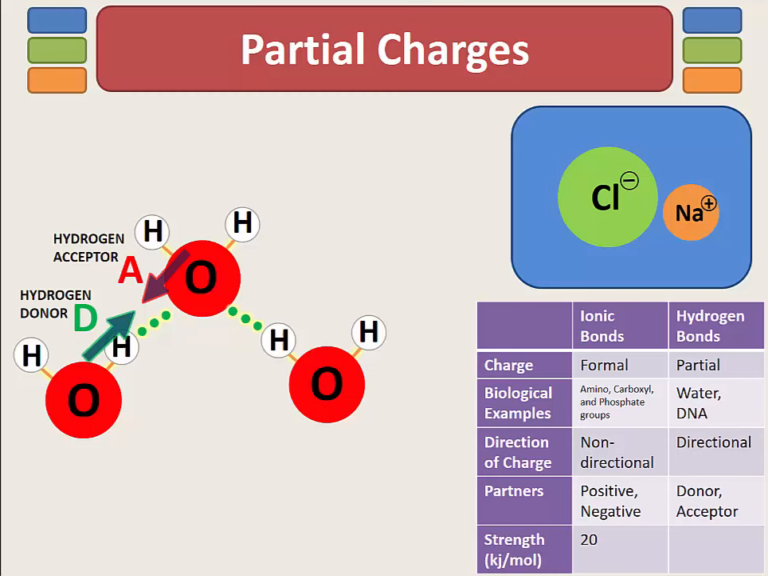Fifth, hydrogen bonds have a range of binding energies that vary between 10 to 30 kilojoules per mole. The variance depends on the polarity of the covalent bonds from each molecule that created the partial charges.